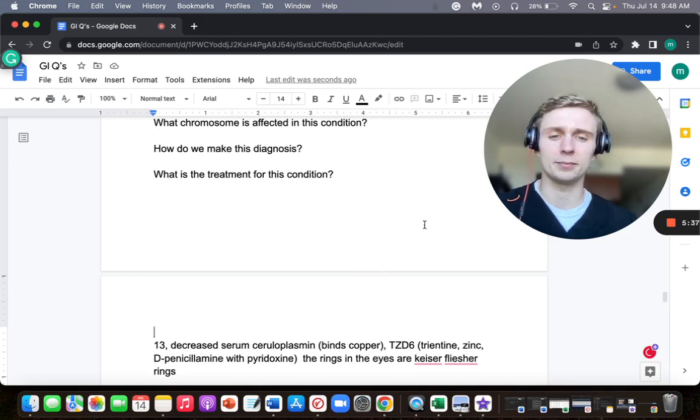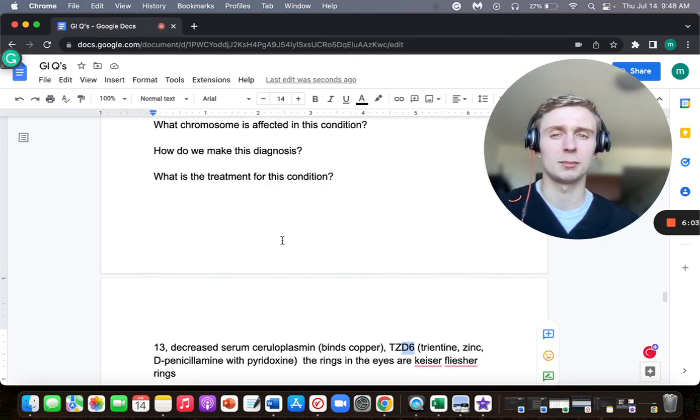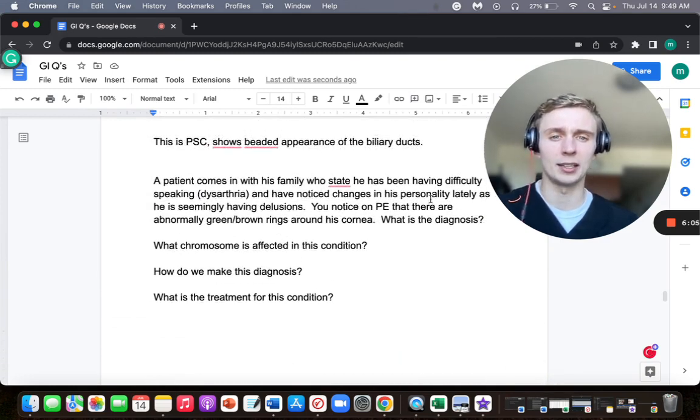And how I remember how we treat this is TZD6. Some of the treatments are trientine, T, zinc, Z, and D-penicillamine with pyridoxine, D6. And the rings in the eyes are those classic Kayser-Fleischer rings. If you see blue and green halos or circles in the eyes, you want to be thinking of that, as well as the classic symptoms of dysarthria, the difficulty speaking, as well as the personality changes and delusions. So there are a lot of different CNS symptoms you'll see in Wilson's disease as well.